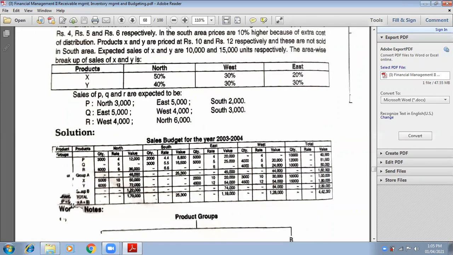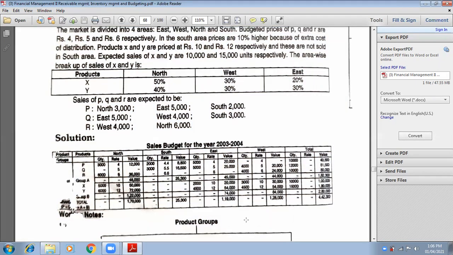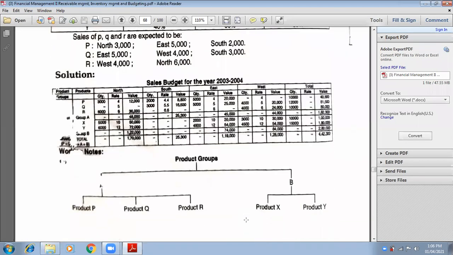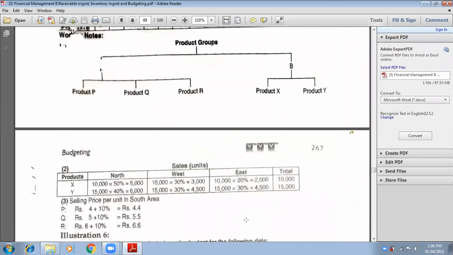Done this much? Guys, done this much? Yes, ma'am. Okay. Now, that's enough. Total A and B is not to be found out. That's enough. So done. We are done with the question. See how simple it was. You just need to cross multiply and get the value.